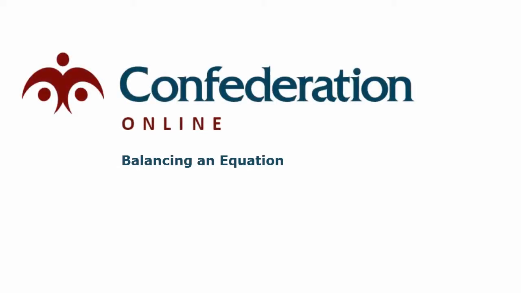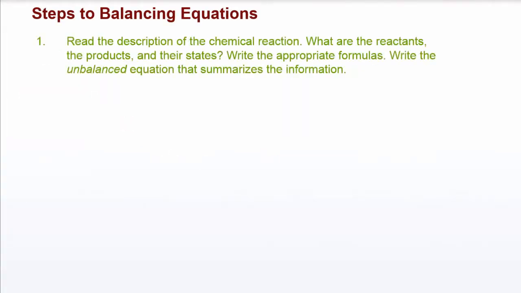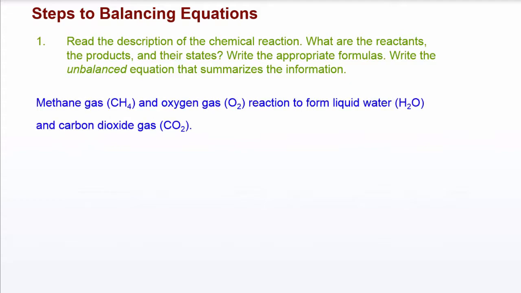In this video, I'm going to talk about how to go about balancing equations. So the first step in balancing equations is you need to read the description of the reaction and then write what the reactants are and the products, and you also need to know their states. So you write the appropriate formulas in the unbalanced equation. So for example, here we've got methane gas and oxygen gas reacting to form liquid water and carbon dioxide gas.